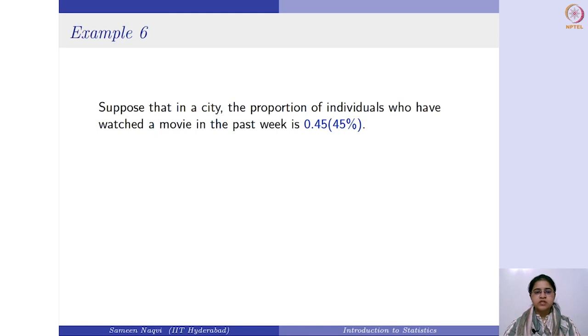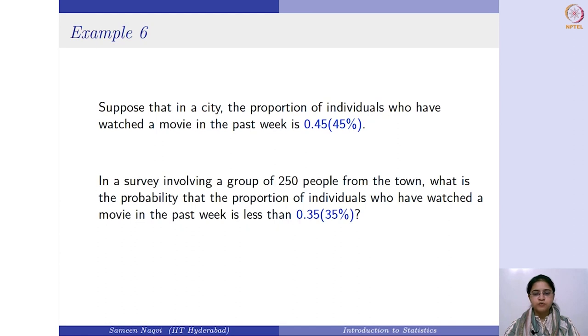Now, the last example. Suppose that in a city, the proportion of individuals who have watched a movie in the past week is 0.45. So now we will come to the sixth example. In a survey involving a group of 250 people from the town, you have to find the probability that the proportion of individuals who have watched a movie in the past week is less than 0.35. So n is 250. You have to find the probability that this sample proportion, p hat, is less than 0.35, and your population proportion given to you is 0.45. So let us solve this.